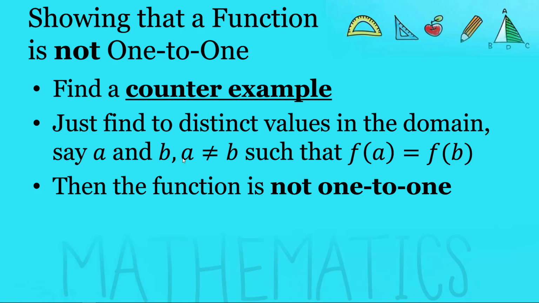Now, how do you show that a function is not one-to-one? All you have to do is find a counterexample. Just find one example, 2 values of x such that f of a is equal to f of b, and then the function is not one-to-one. So showing that a function is not one-to-one is very easy. If it is one-to-one, it's slightly more difficult to prove, but not as bad as one might think.